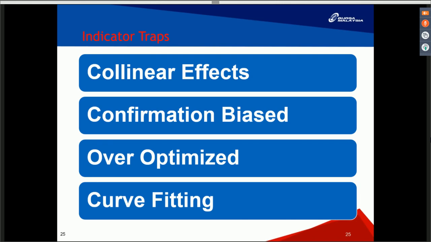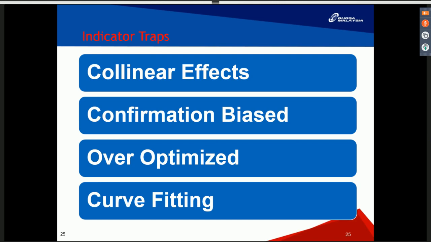Now the most important part, I think I'll be repeating this over and over again during my seminars, is to not fall into at least these 4 traps. There are more traps, but this is the most important one. Whenever you do backtest, the first is collinear effects. What is collinear effects is when you have an indicator showing you a buy signal, you go and confirm with another indicator. But if you look at 10 indicators, for example, you put 10 indicators in your chart, right? You say that if 9 out of 10 indicators show buy signal, I buy, and vice versa.